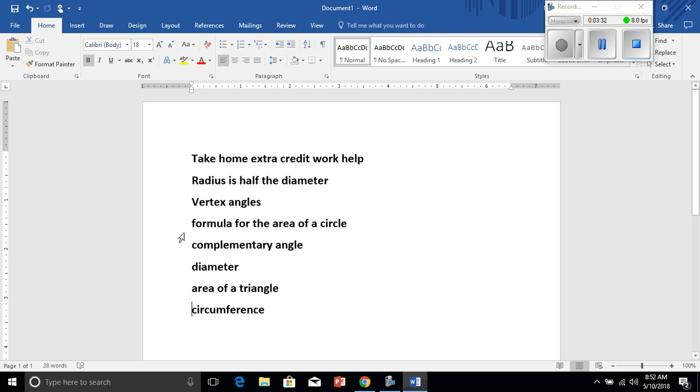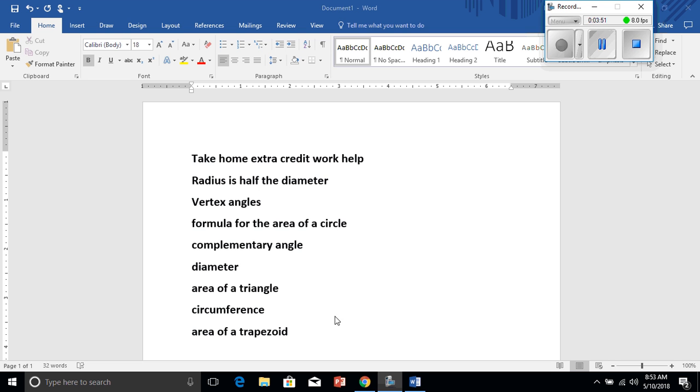And the circumference is found by taking the diameter, which we talked about earlier, and multiplying it by pi. So if you want to find the circumference, you have to realize you're talking about the outer edge of the circle, the area that goes around the circle.